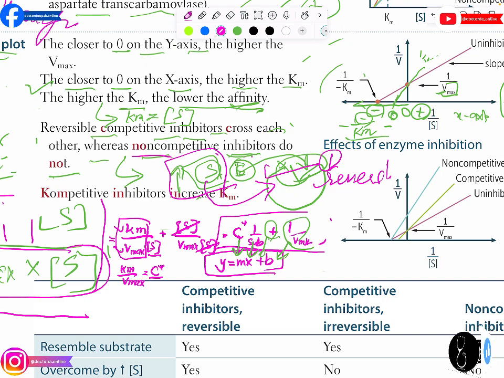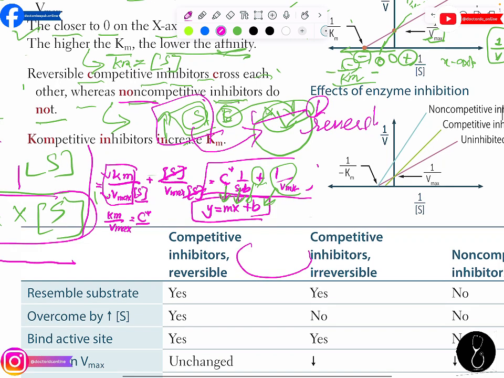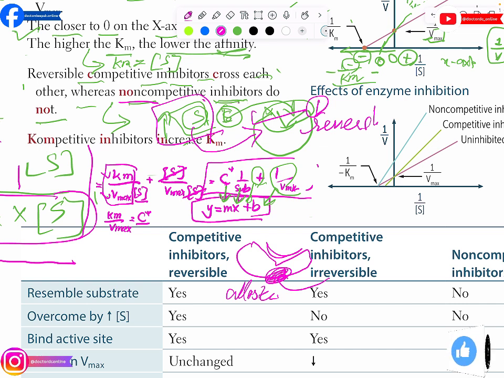But in non-competitive inhibition, for example, this is an enzyme and this one is the active site, but the inhibitor comes to another allosteric site and attaches here. It is irreversible. If you increase the concentration of substrate, the inhibitor will not move anymore. It is a permanently damaged enzyme.